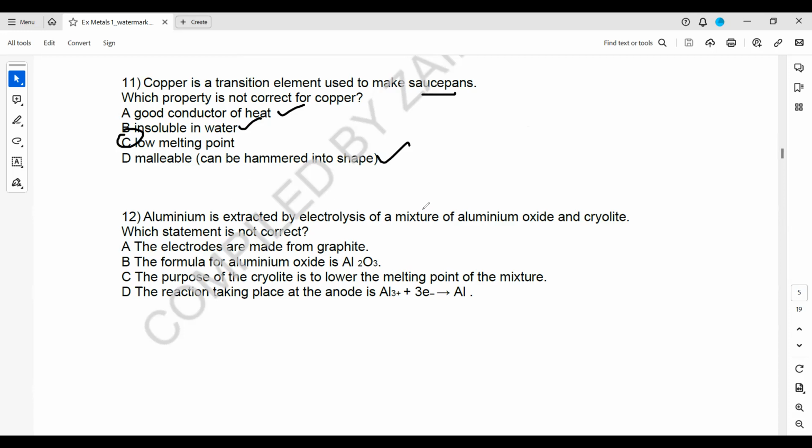Aluminium is extracted by electrolysis of a mixture of aluminium oxide and cryolite. Which statement is not correct? Electrodes are made up of graphite, that's true. The formula of aluminium oxide is Al2O3. The purpose of cryolite is to lower the melting point of the mixture. The reaction takes place at the anode? No, this reaction is not at the anode. This reaction takes place at the cathode because aluminium is a positive ion. Positive ions are attracted towards the cathode. So D is not the right statement.